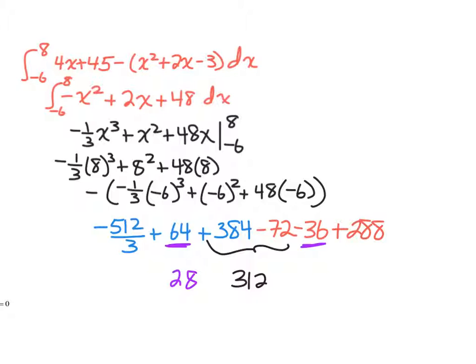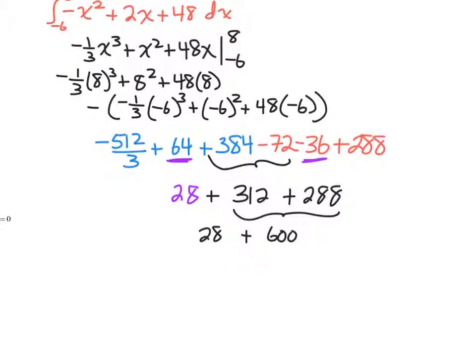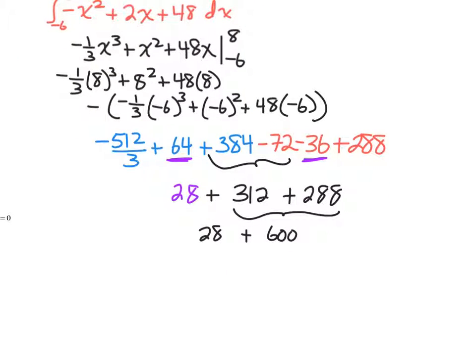Then I still have the 288. But that adds nicely with the, yeah, it gives us a 600. So we have the 628. So in a lot of ways, I guess maybe the calculations are slightly easier than the alternative method of not doing it the right way.